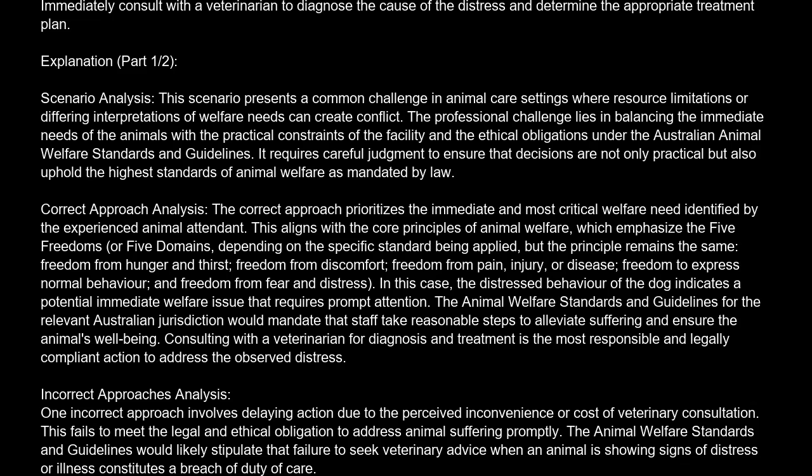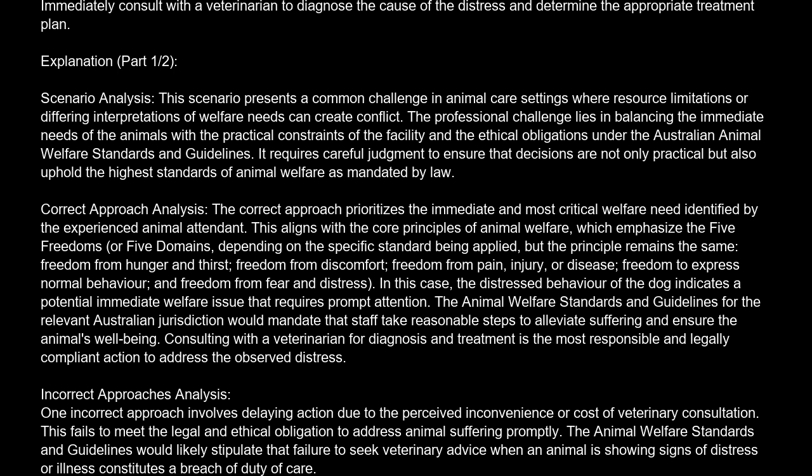The correct answer is B. Immediately consult with a veterinarian to diagnose the cause of the distress and determine the appropriate treatment plan. Explanation. Scenario analysis. This scenario presents a common challenge in animal care settings where resource limitations or differing interpretations of welfare needs can create conflict.